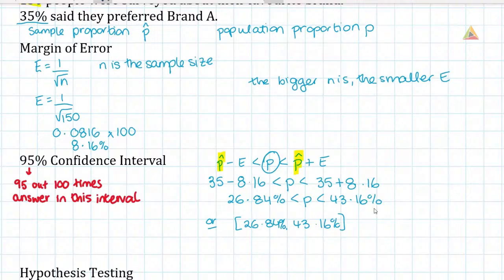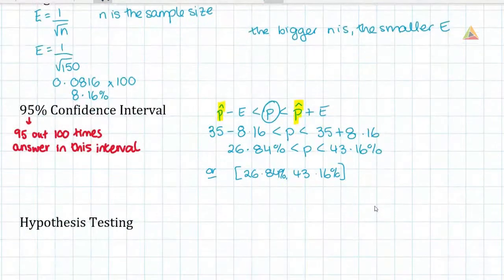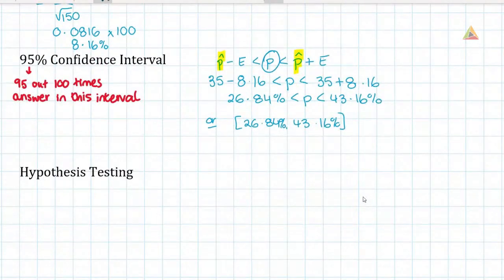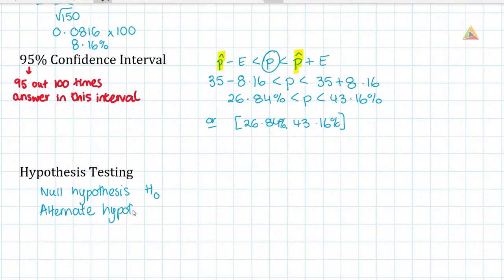What we're going to use that 95% confidence interval for then is something called hypothesis testing. And when we're dealing with hypothesis testing, a hypothesis is basically a guess. So someone will make a prediction or a guess, and we're going to test out statistically whether that guess is a good guess or not. And when we're dealing with hypothesis testing, we have two types of hypothesis. So we have what's called the null hypothesis, and this gets the symbol H0. And we have what's called the alternate hypothesis, which is called H1.